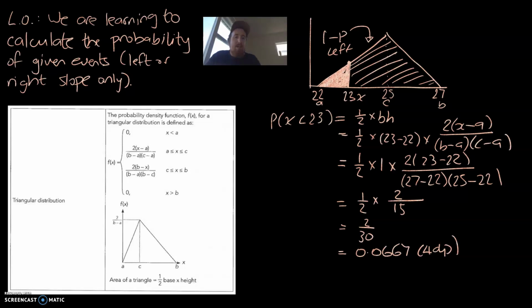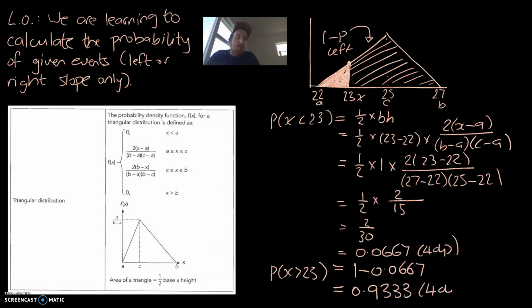And we haven't finished yet. The number that we calculated represented that smaller triangle, but we've been asked about the other portion. So to find the probability that x is greater than 23, we need to go 1 minus the probability of the small triangle, and that will give us the probability, which comes to 0.9333, and that number is also affected by that 4 dp rounding.